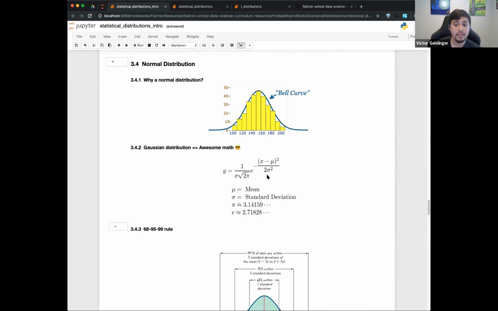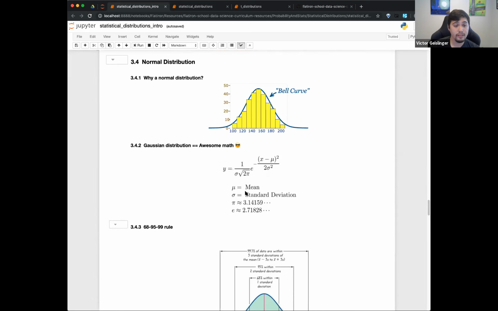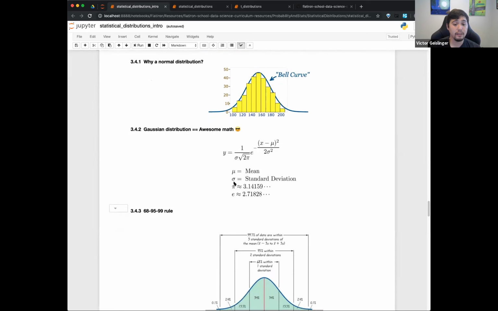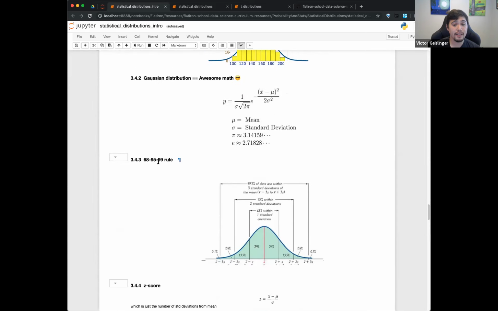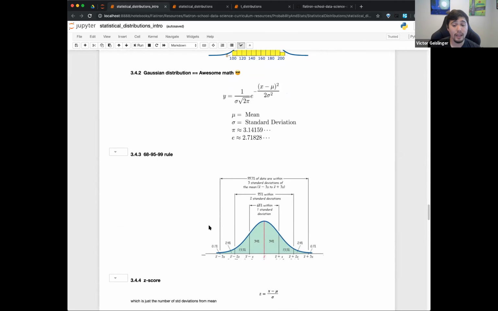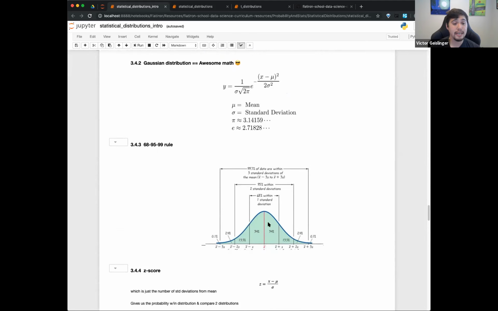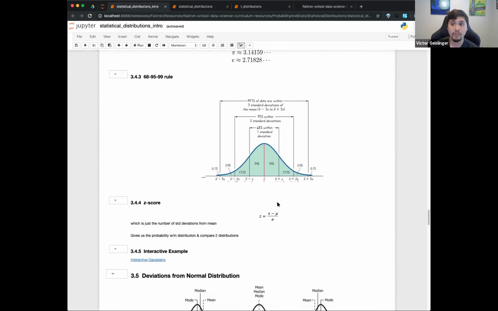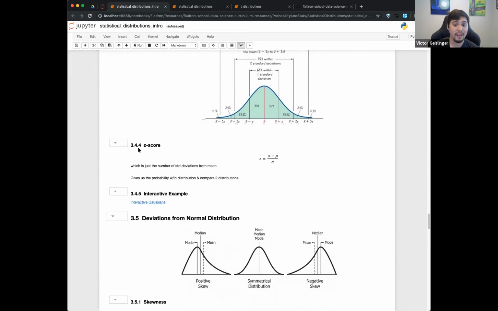All you need to know to build a Gaussian is the standard deviation and the mean. And with that, we can do this nice, cool 68, 95, 99 rule. There are more general rules, but basically we know how much data should fit in there if the data actually follows a bell curve. So we always try to strive for this. And as mentioned way before, we have a z-score.